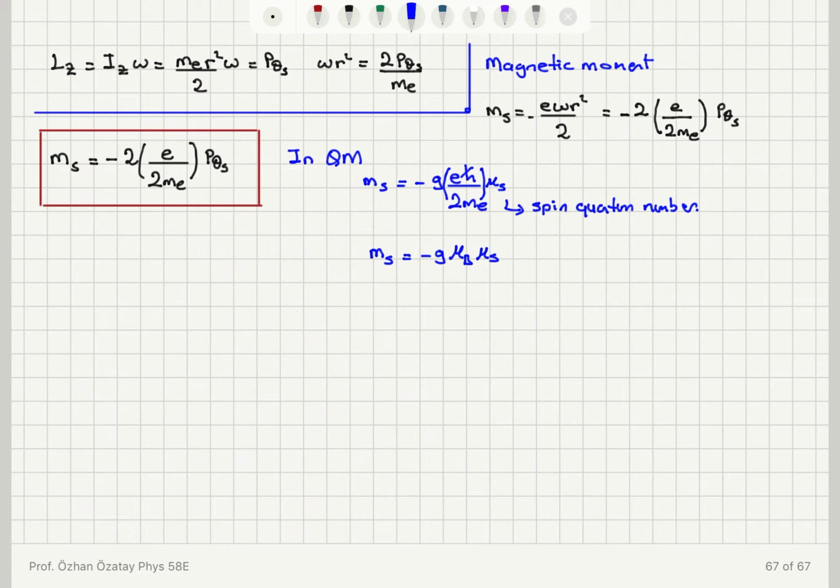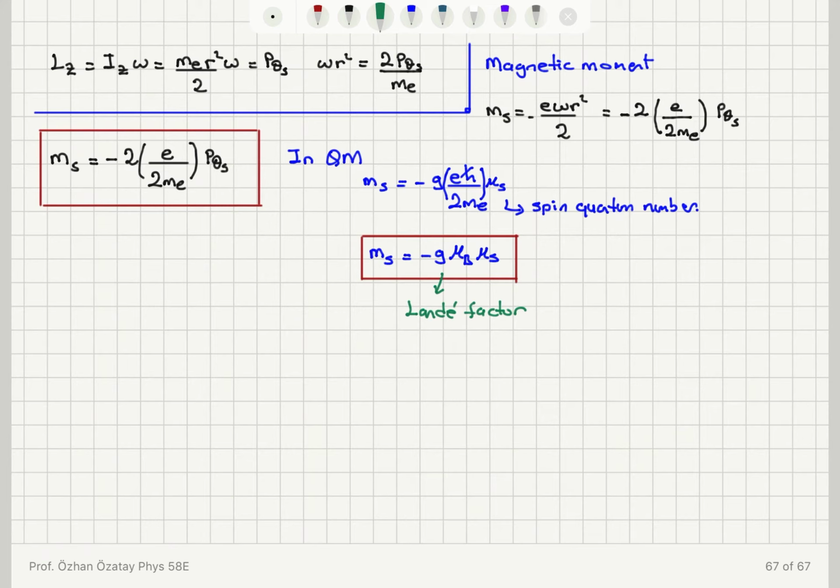mu s, which is the spin quantum number. So here I called it mu, not to confuse with m s, which is what I called the magnetic moment. So this is going to be the quantum mechanical result, and this g is called the Lambda factor, and you can see that the classical result is telling us the Lambda factor is of the order of 2.